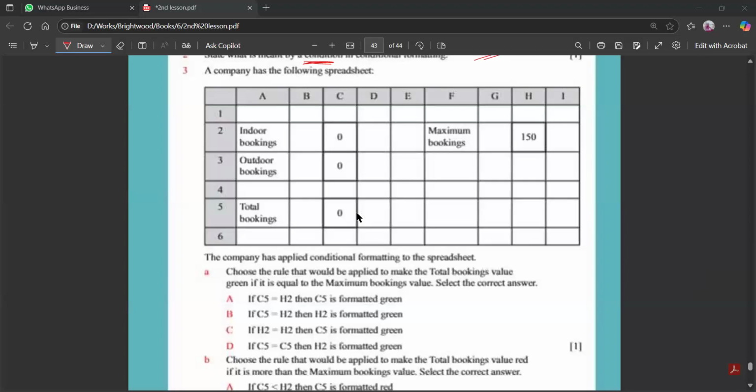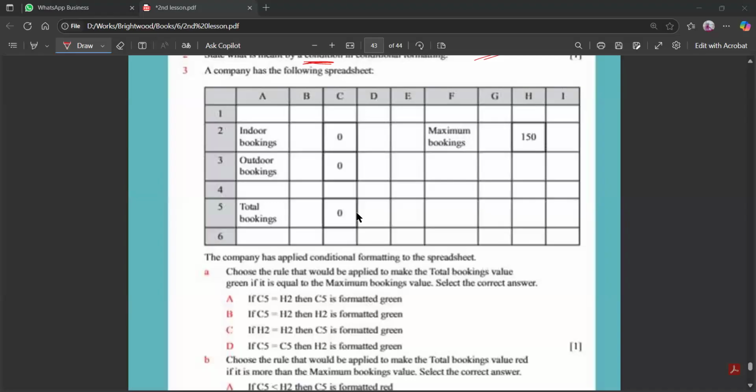Okay, we will discuss later. Now, the company has the following spreadsheets. They have values for indoor booking, outdoor booking, total booking, and here maximum booking. You can use some formula for finding them. Totally you can find the sum, and for the maximum you can use Max, like that.